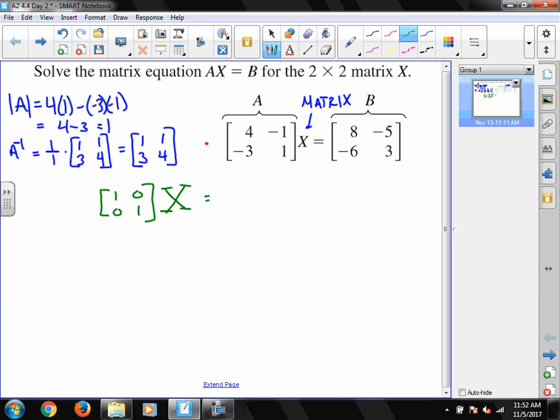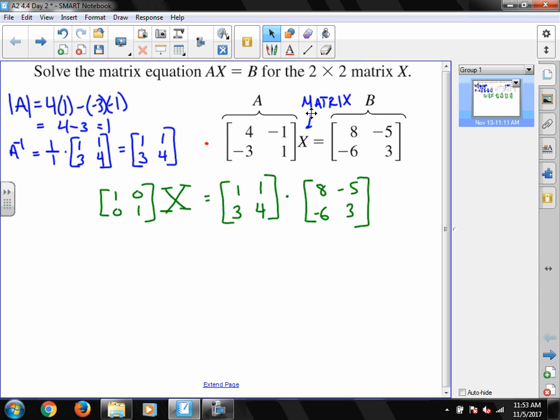Then I'm still going to multiply. Since I multiplied on the left of A, I'm going to multiply on the left of B. So I'm going to put in my A inverse, 1, 1, 3, 4, times 8, negative 5, negative 6, 3. So again, this is the inverse of A. This is still B. You're going to want to use that multiplication from the left.